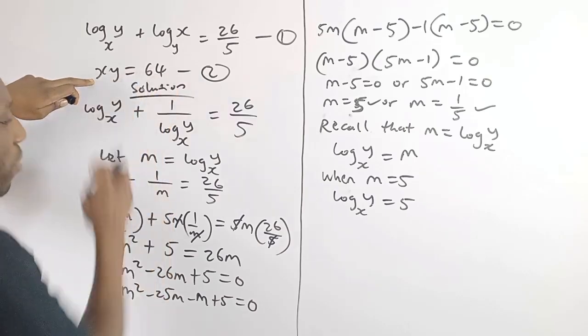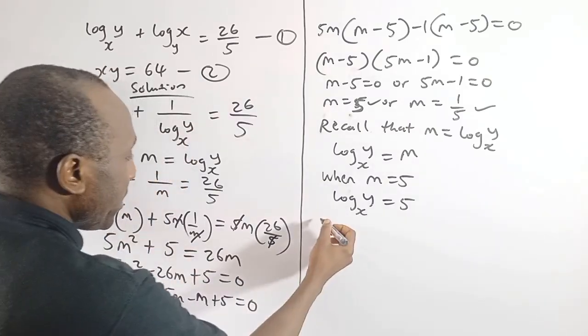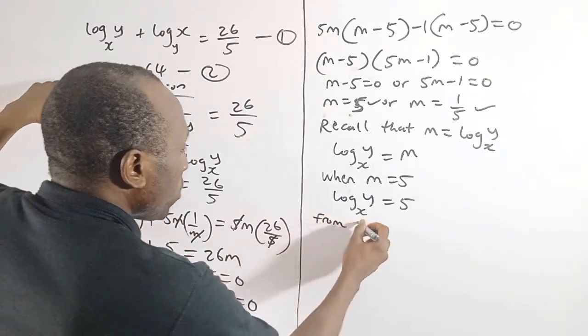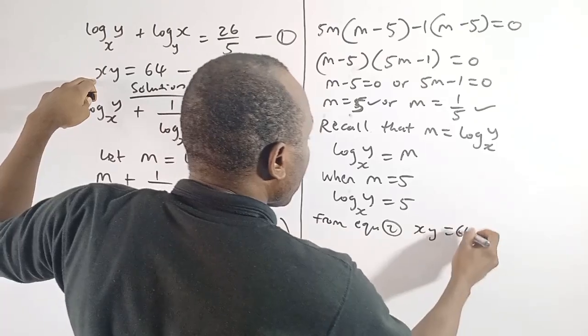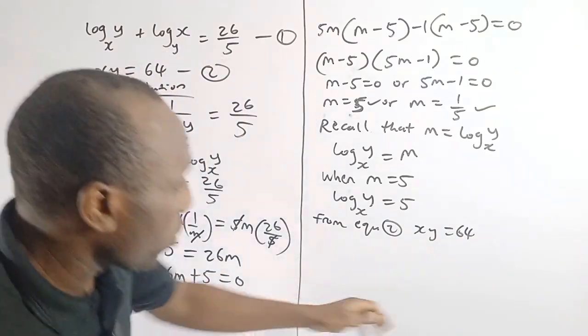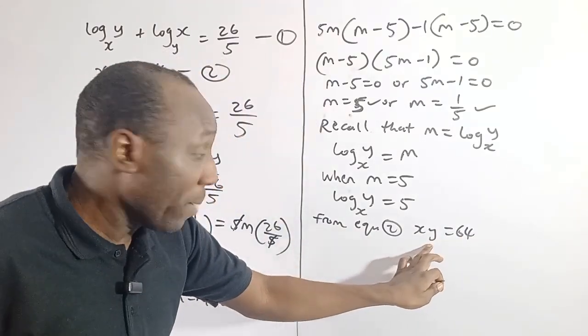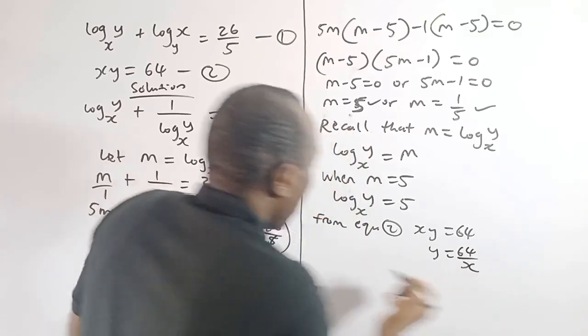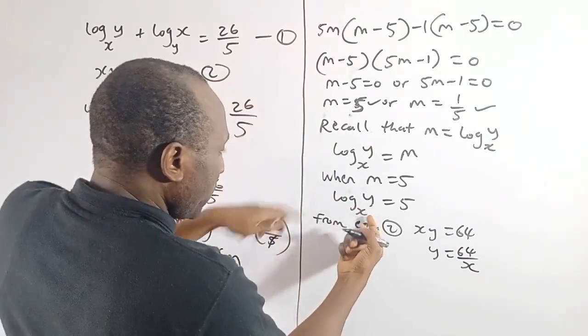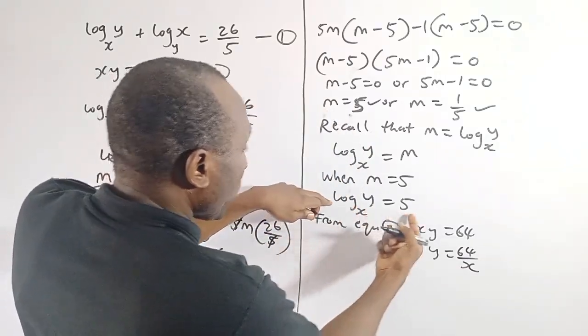xy is equal to 64. So I'm going to say that since from equation 2, xy is equal to 64. To get an expression for y, I can decide to divide both sides by x. So y is equal to what? 64 over x. We now come to log y base x is equal to 5.